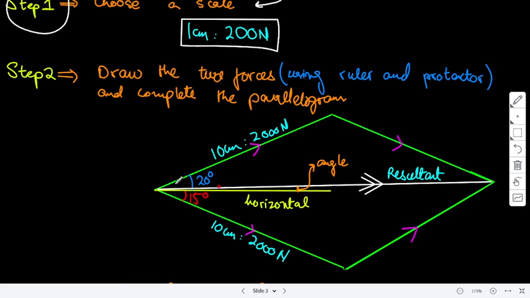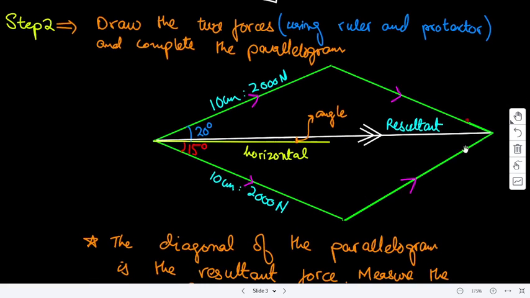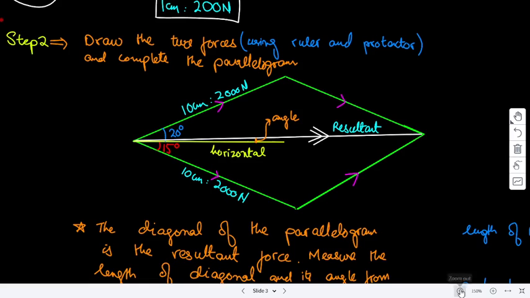From the horizontal line I take 20 degrees above and 15 degrees below. By taking 20 degrees above, I draw a line of 10 centimeter which represents my force of 2000 Newton of tugboat A. 15 degrees below, I draw a line of 10 centimeter which again represents a force of 2000 Newton of tugboat B. Then I complete the parallelogram. This line is parallel to this line, and this line is parallel to this line. The resultant of these two forces is given by the diagonal of this parallelogram.